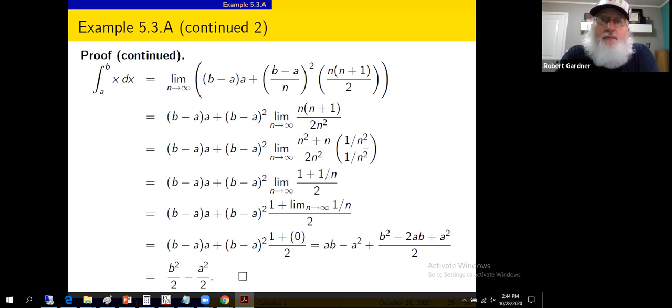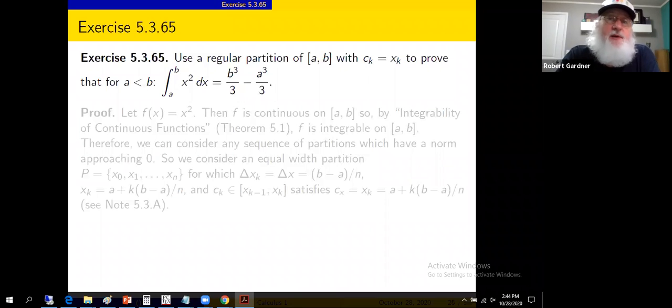Let's do another one. All right, let's look at x squared. Use a regular partition of the interval from A to B. Take c sub k equal to x sub k like we just did to prove the integral from A to B of x squared equals B cubed over 3 minus A cubed over 3.